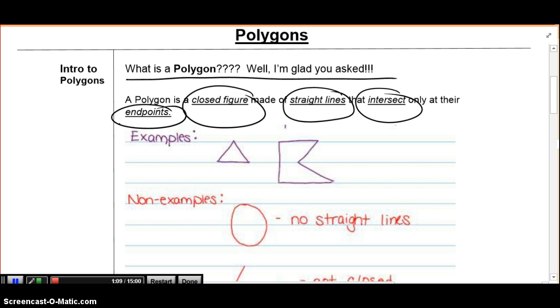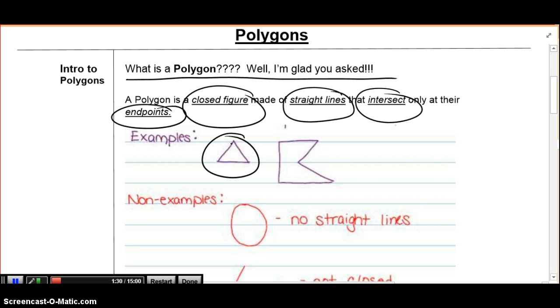So your main basic example is like what we looked at last chapter, the triangle. Triangles are a polygon. They're a closed figure. As you can see, there are no openings whatsoever between those points. It's made up of only straight lines. This guy has no curves. And last but not least, it intersects only at the endpoints.